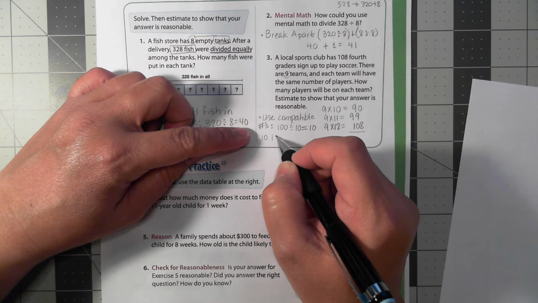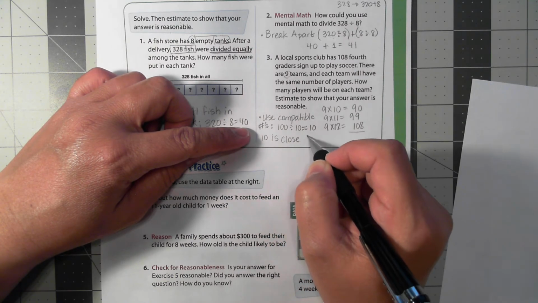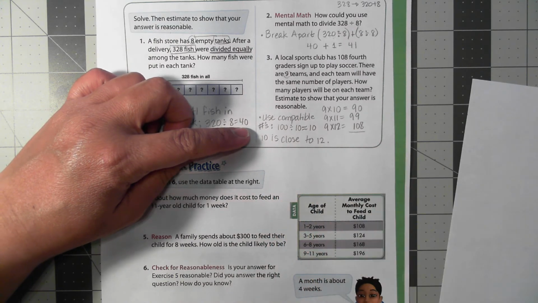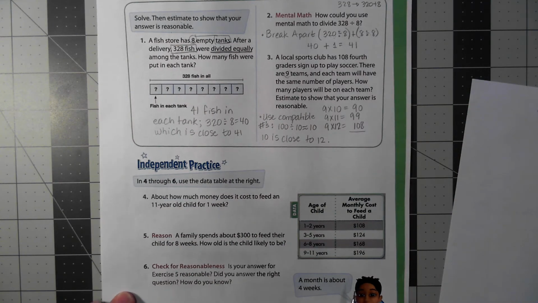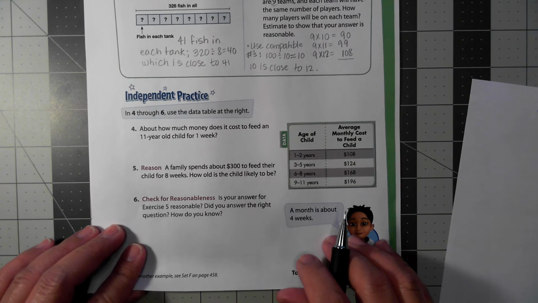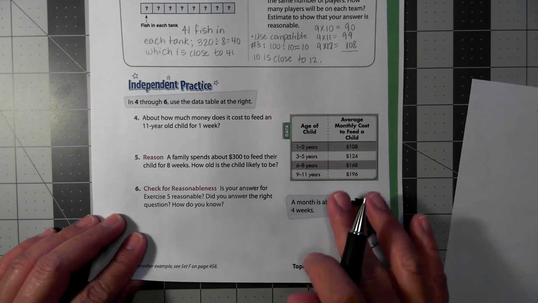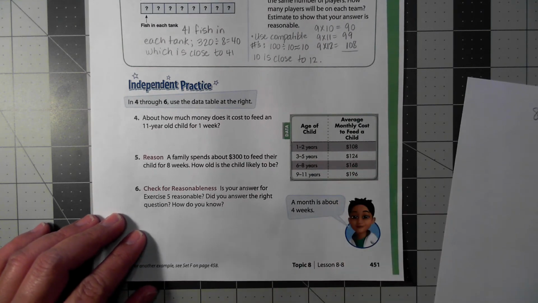10 is close to 12. Perfect. All right, number 4 through 6. About how much money does it cost to feed an 11-year-old child for 1 week? I guess this shows that we need to take a look at that chart.